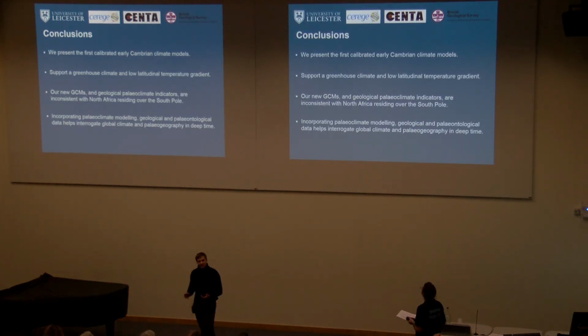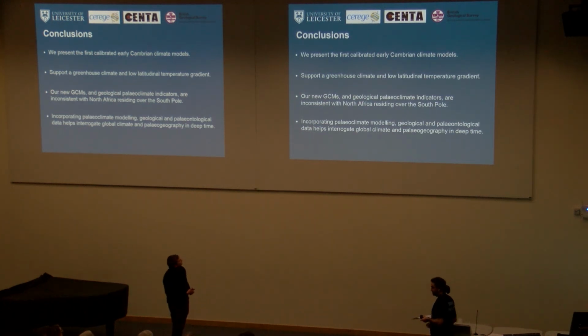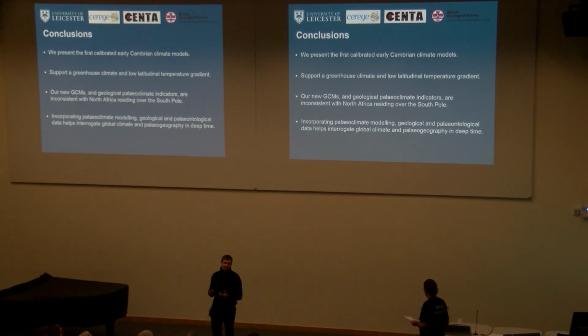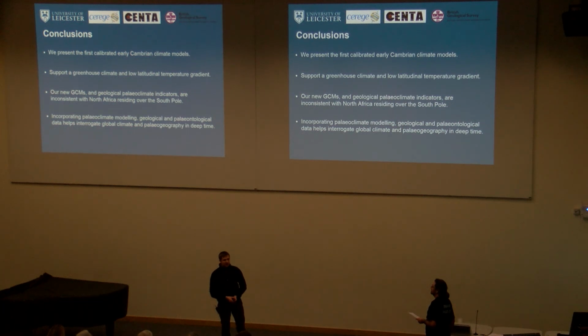we present here the first calibrated general circulation models for the early Cambrian period. These generally support a low latitudinal temperature gradient and a greenhouse climate, and we think that with these new GCMs, we can start to interrogate Cambrian and potentially earlier climates where there is a lack of data or it's been very difficult to analyse the available data.